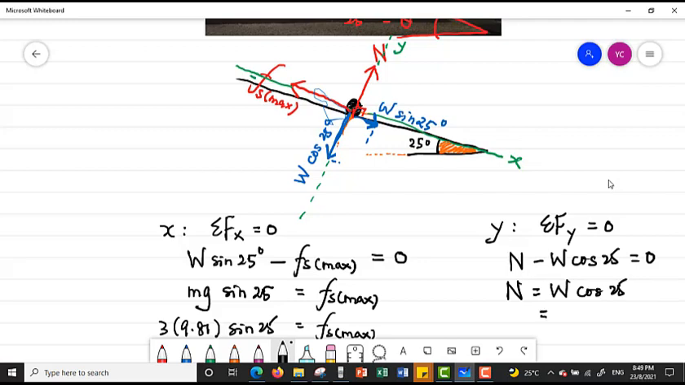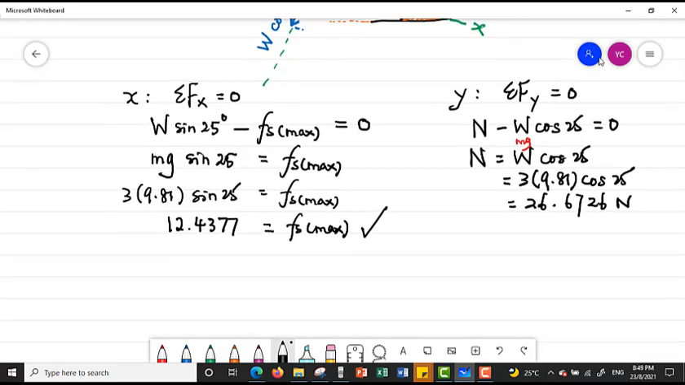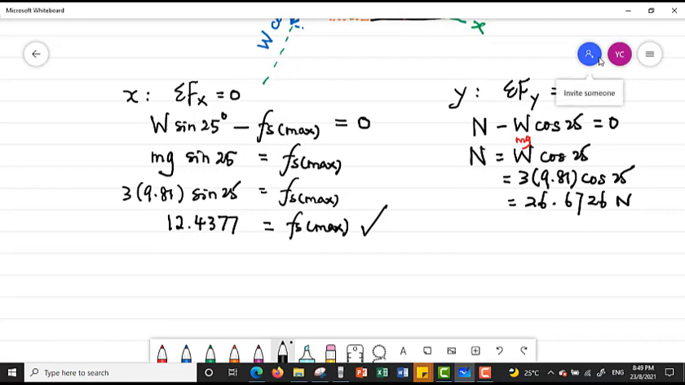So weight is mg. So our m is 3. G is 9.81. Cos 25. So I'll get my normal force will be 26.6726 Newton. Okay, so boys and girls, we already get our normal force, we already get our maximum friction force, then we can calculate the coefficient of friction.